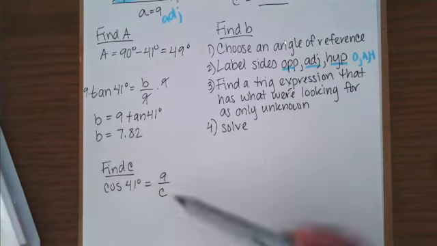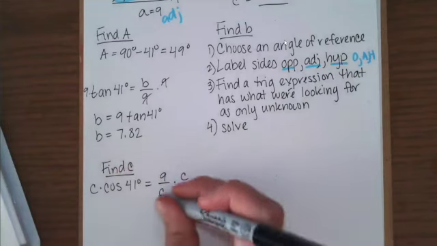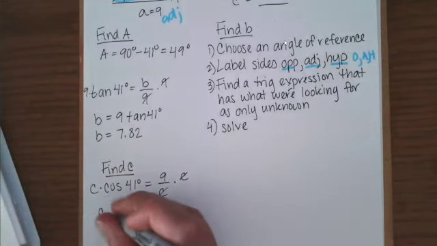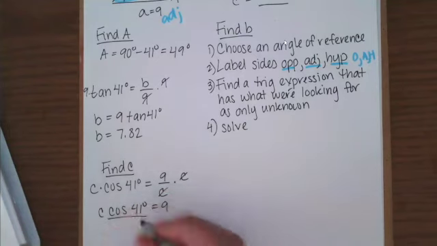Now here we have our unknown in the denominator. So the first thing I'm going to do is multiply both sides by C to get that out of the denominator. So then I have C times cosine of 41 is equal to 9. Next step, divide both sides by cosine of 41.